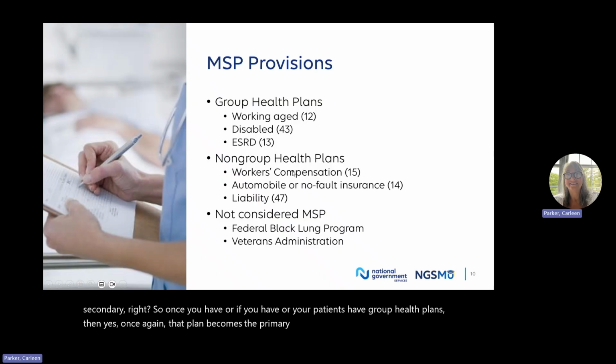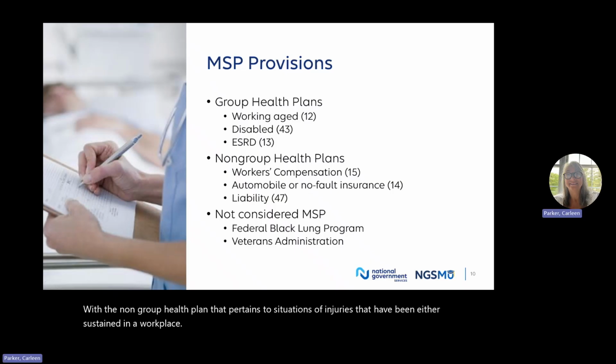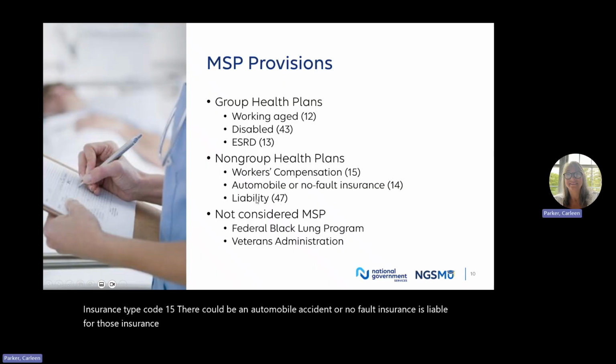With the non-group health plans, that pertains to situations of injuries that have been sustained in a workplace and covered under workers' compensation, insurance type code 15. There could be an automobile accident or no-fault insurance liable for those, insurance type 14, and then liability incidents or accidents, public or private, insurance type code 47.